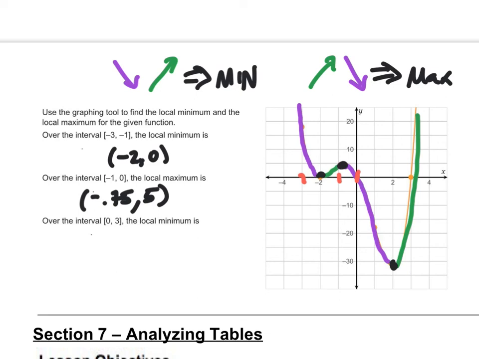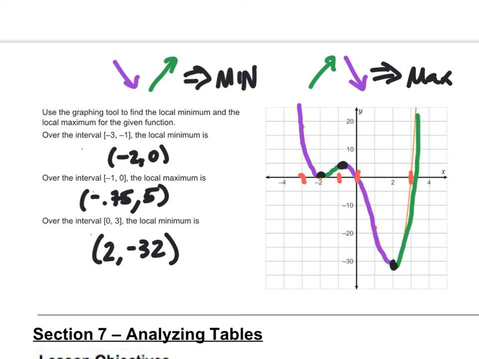All right, and then over the interval from 0 to 3, okay, let me show that from 0 to 3, what's our local minimum, okay? And our local minimum is all the way down here, okay? And that's going to be the point, and let's just say that's the point 2, let's say that's 2 comma, negative 32. Okay, that would be fair and reasonable.